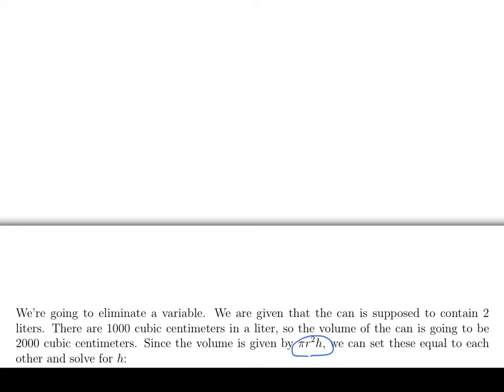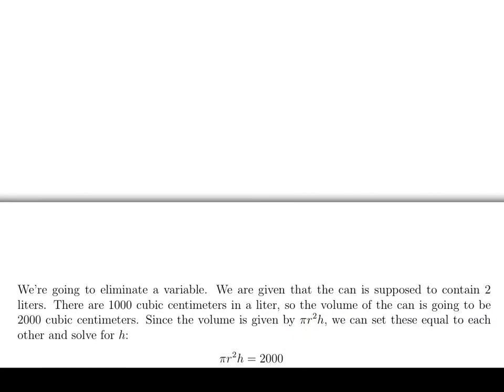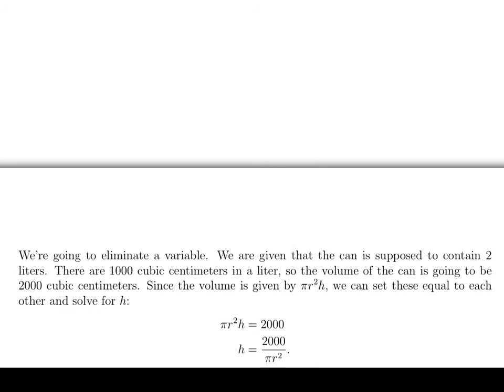So we're going to set the pi r squared h equal to the 2000, and we'll solve for h. So we have pi r squared h is equal to 2000. And then if we solve for h, we're going to get 2000 over pi r squared.